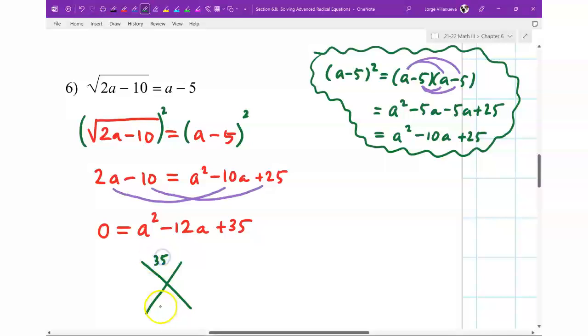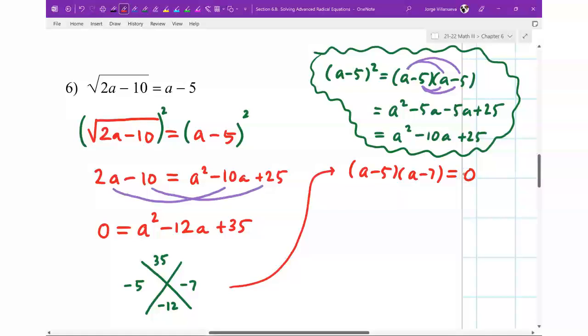On top, I put 35. On the bottom, I put negative 12. Okay? And then two numbers that multiply to 35 that add up to negative 12. They're both negative. All right, negative 5, negative 7. So let me put the answer right over here. That's going to be a minus 5, a minus 7 equals 0. Solve each one. A minus 5 equals 0. A minus 7 equals 0. So a is equal to 5 and a is equal to 7.